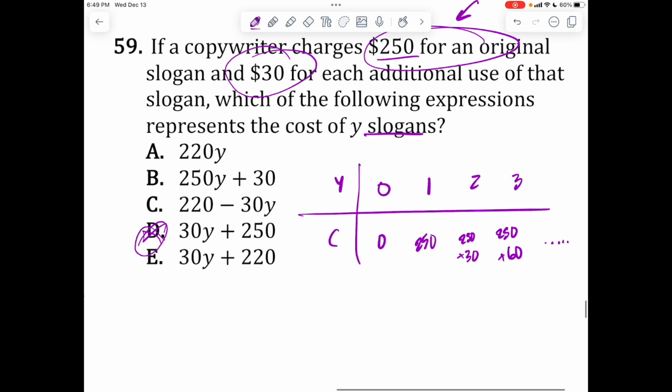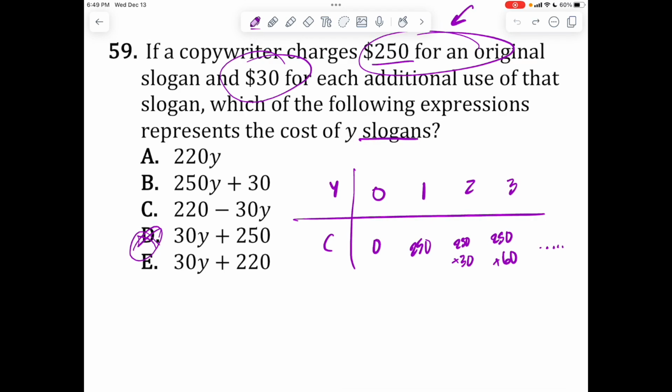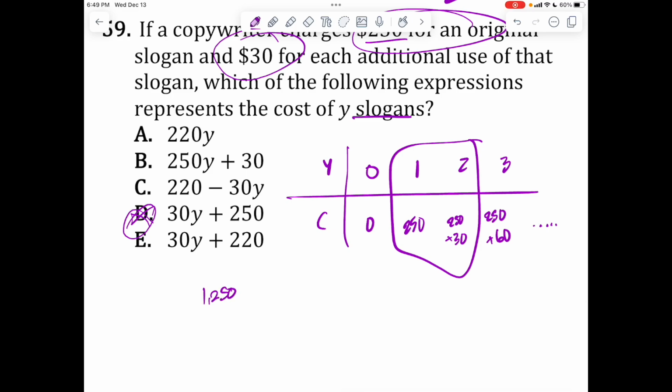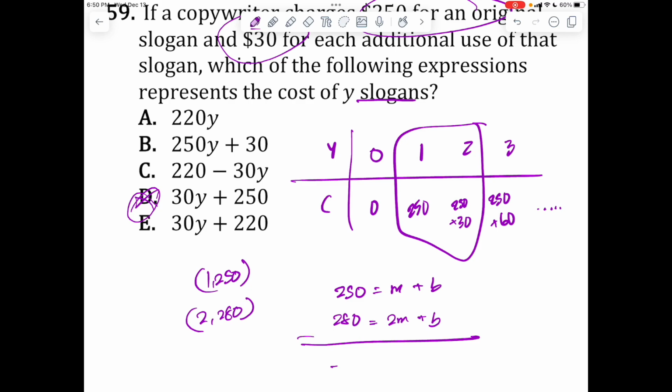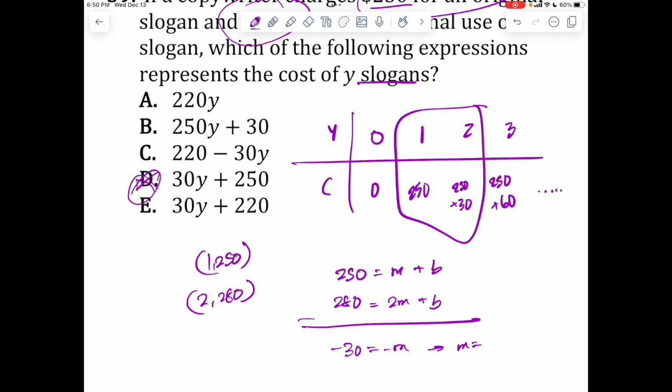If you were to put this into an equation, let's just take these 2 points, for example. So I have 1 comma 250. I have 2 comma 280. Plug it into y equals mx plus b. So I have 250 equals m plus b, and I have 280 is equal to 2m plus b. I'll just do some subtraction here. Negative 30 is equal to negative m. So my m is obviously equal to 30.